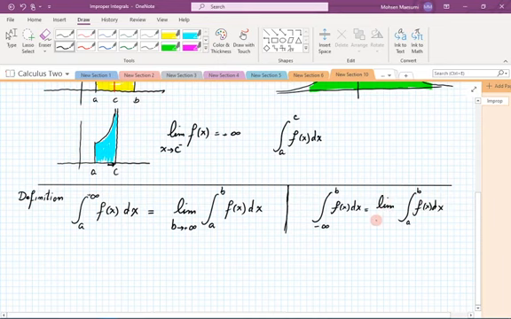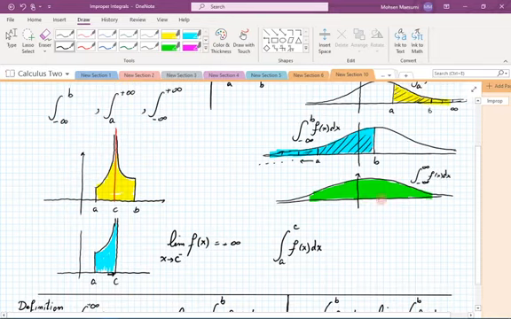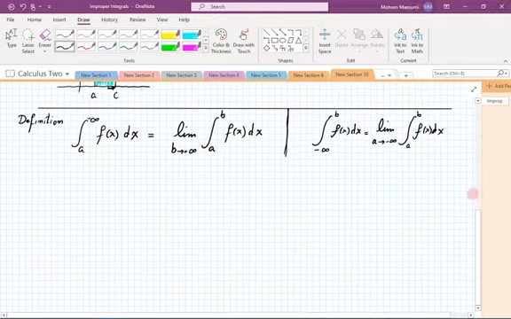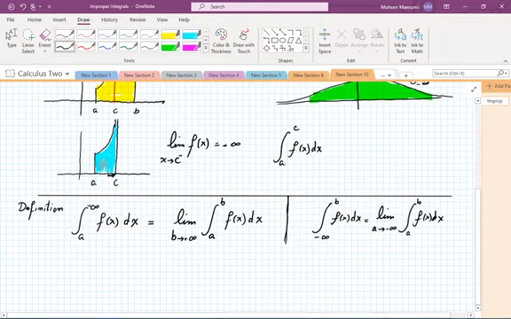What limit? What should I do to A? We said we have to send A to minus infinity, and so on. So in this case, you just break your problem into two parts and deal with each of them separately. And let's do an example of this problem as well. How would you think we are going to do that?